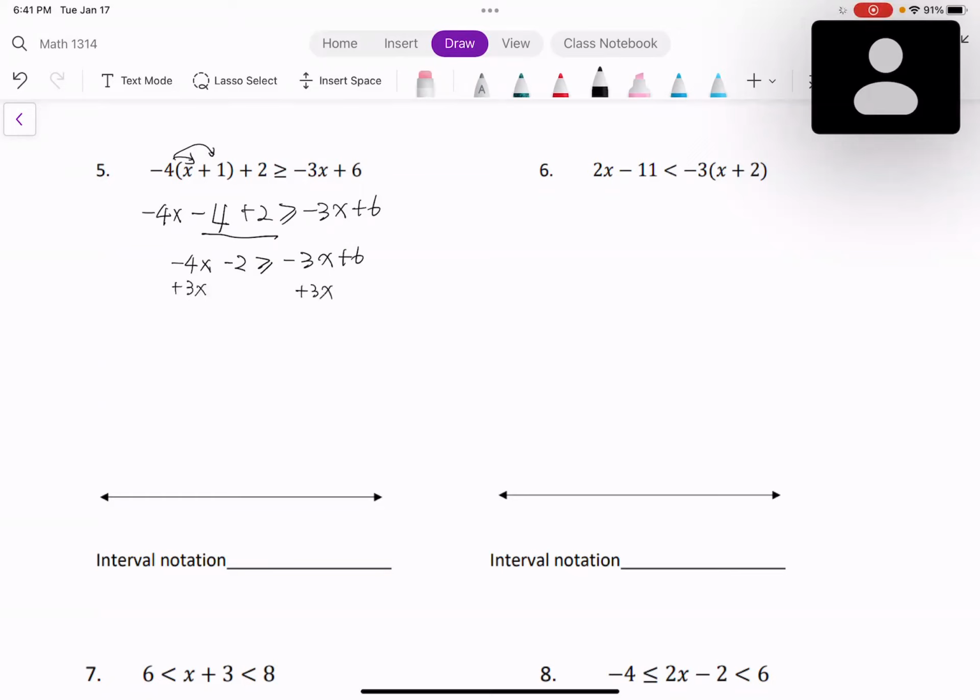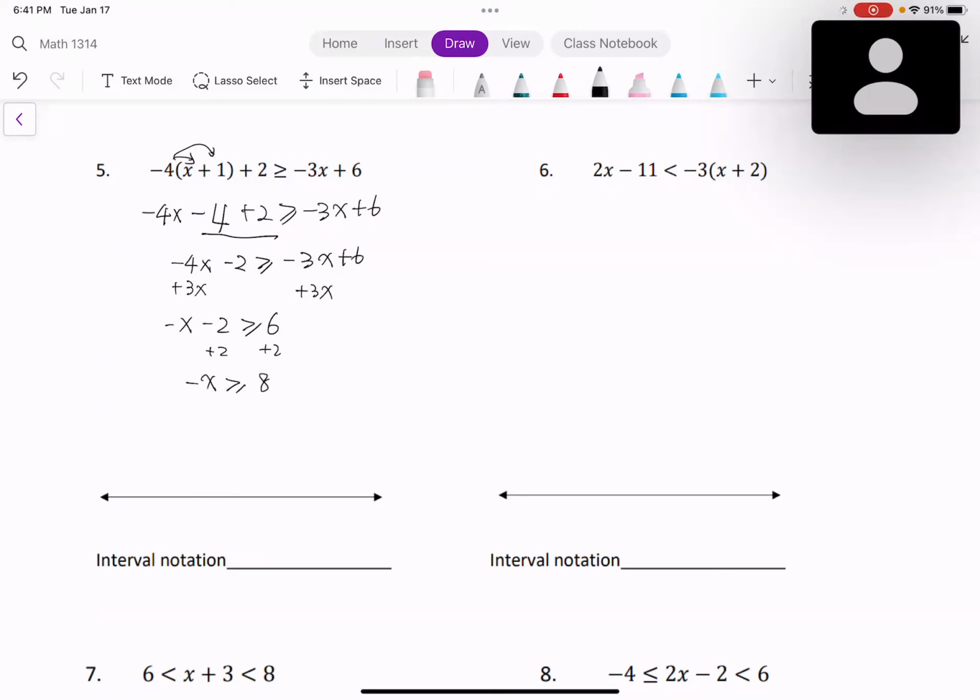When you are adding or subtracting, you don't need to flip the inequality symbol. Okay, we have -x minus 2 greater than or equal to 6. Well, then we can add 2 to both sides. Add 2, -x is greater than or equal to 8.